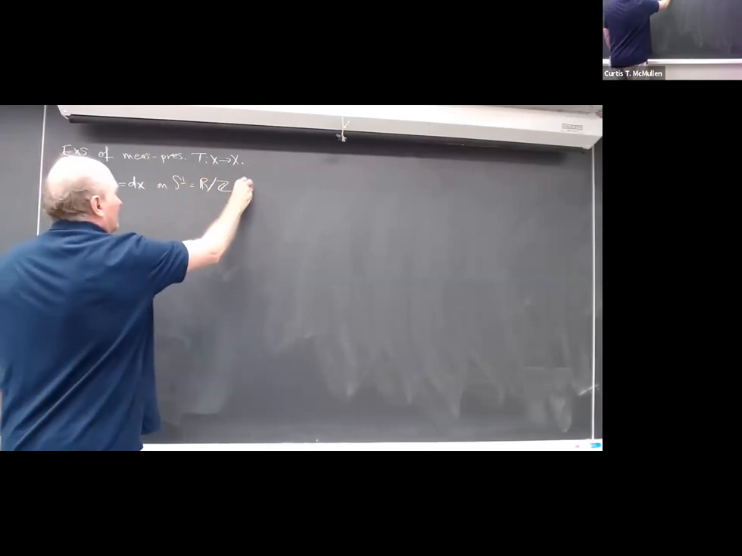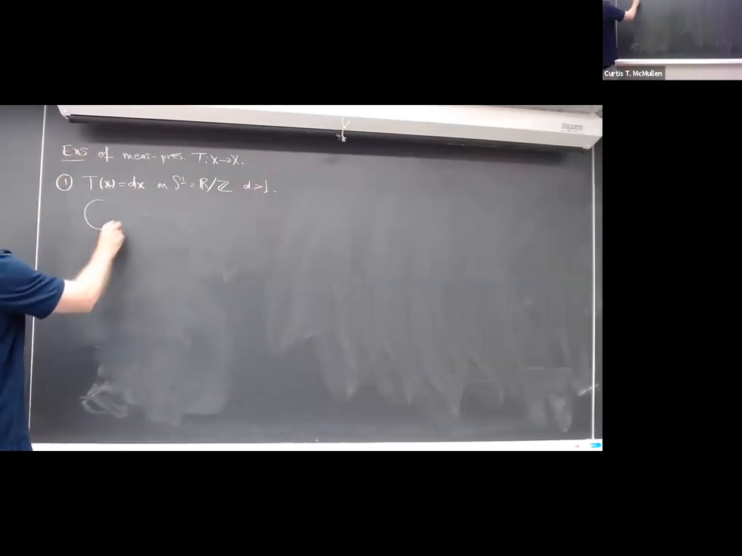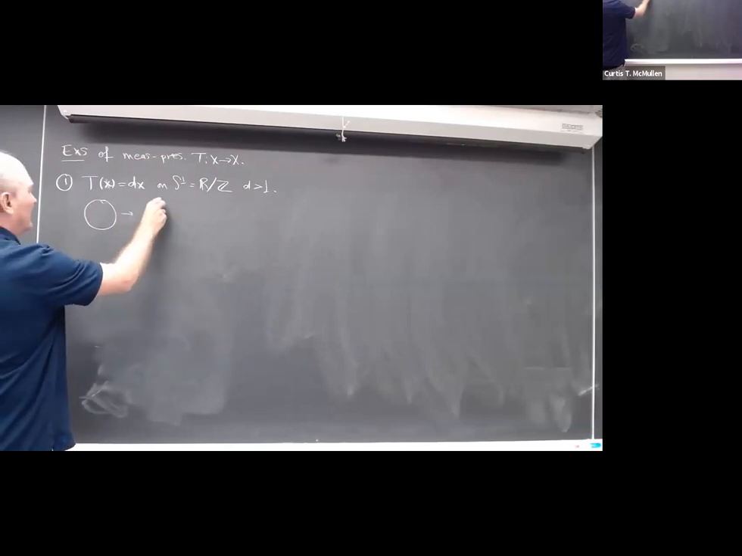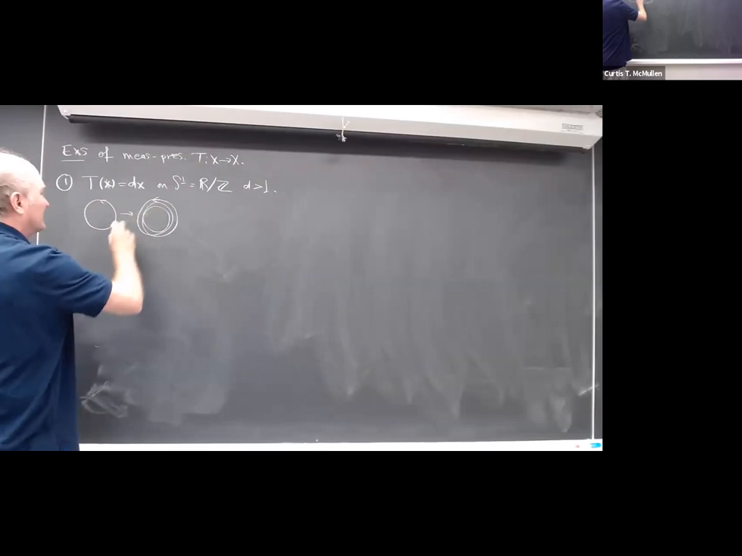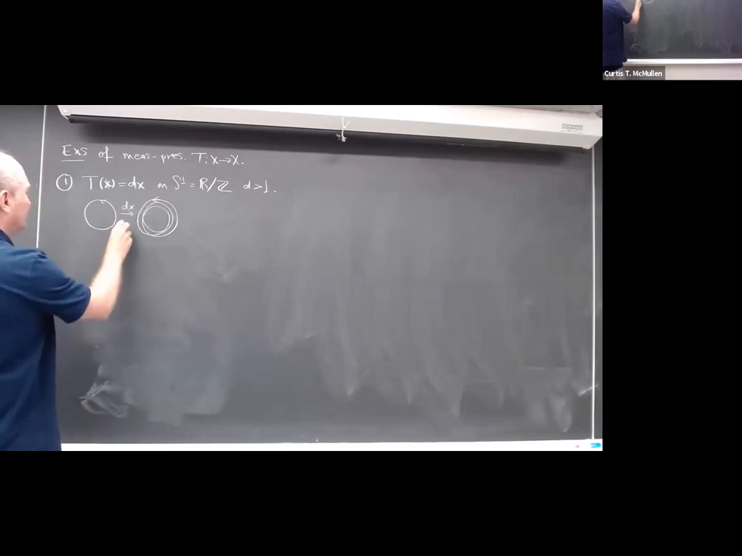So examples of measure preserving T, X. My first example will be, let's do like we were doing before, T of X is dx on S1, which is R mod Z, where d is an integer greater than 1. So this is the map that takes a circle and wraps it over itself d times. It's a d to 1 map.